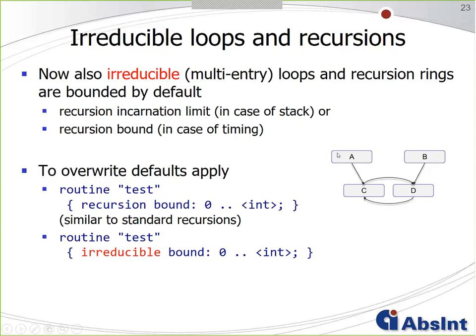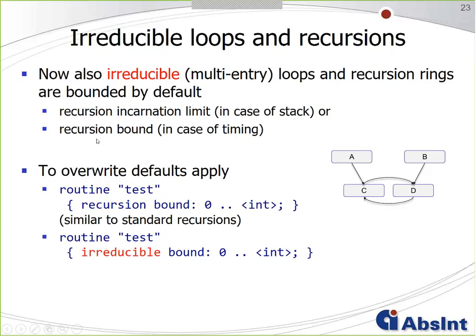You had to provide an incarnation limit for each edge where you enter this recursion ring, and now these irreducible recursions will also be covered by the defaults. So the default for stack analysis is typically 1. That means if you come over A, you go to C, it calls D, but you will not come back to C again. So this will be the default, and then your recursion is bounded, and the same for entering over B.